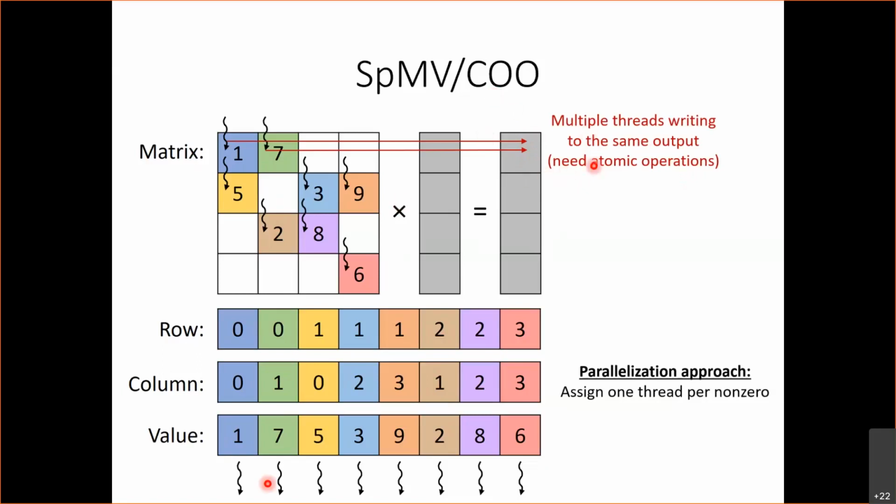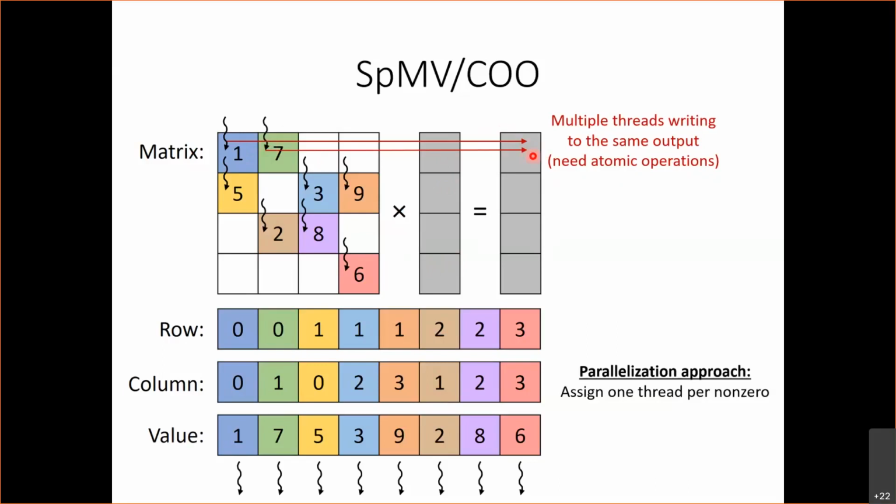I would assign a thread to every non-zero. Every thread will be responsible for one element. It'll get the corresponding value, it'll get the input value corresponding to its column index, and then it'll store at the output value corresponding to its row index. Let's implement this. And because we have multiple threads writing to the same output value, we'll use an atomic operation. Let's go and implement this and see how it works.